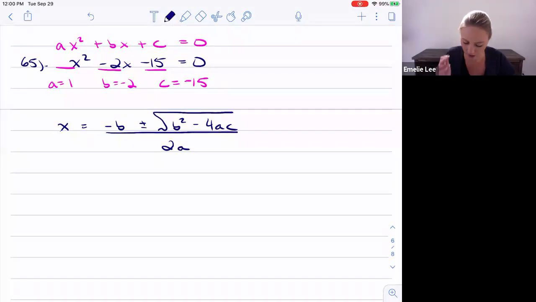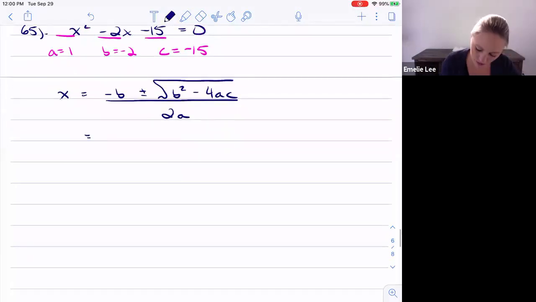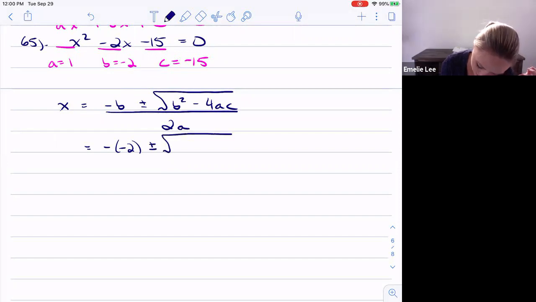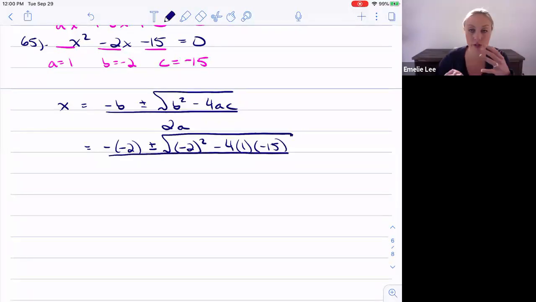So we pull our a, b, and c from our equation, and I'm just going to plug in our values and see what happens. So -(-2), make sure you keep that negative on there, it's really important, plus minus the square root of negative 2 squared minus 4 times 1 times negative 15, all divided by, and make sure it's all divided by, 2 times 1.